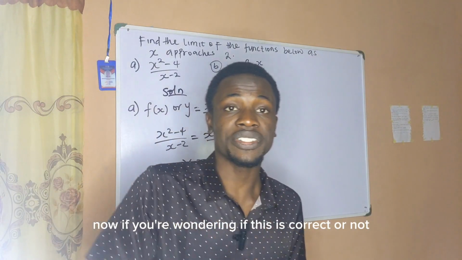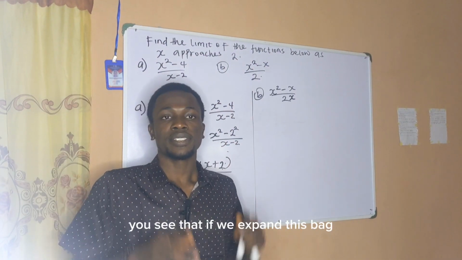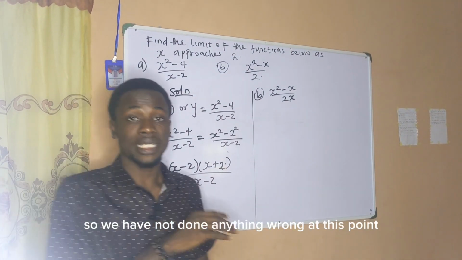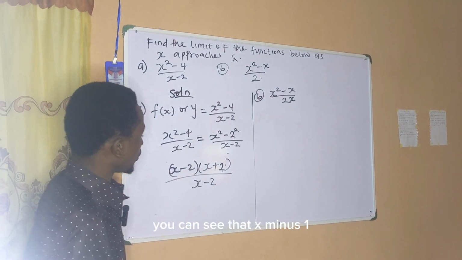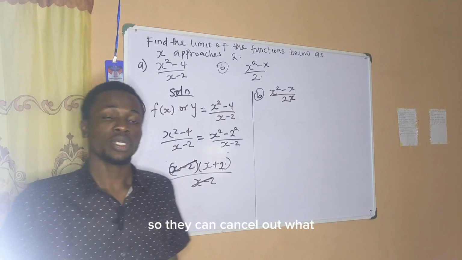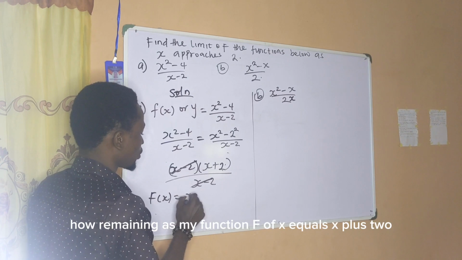Now, if you're wondering if this is correct or not, consider expanding this. You see that if we expand this back, we're going to get this. So we have not done anything wrong at this point. So what then can we observe? You can see that x minus 2 is common to both the numerator and the denominator, so they can cancel out. So what I have remaining as my function f of x is equal to x plus 2.